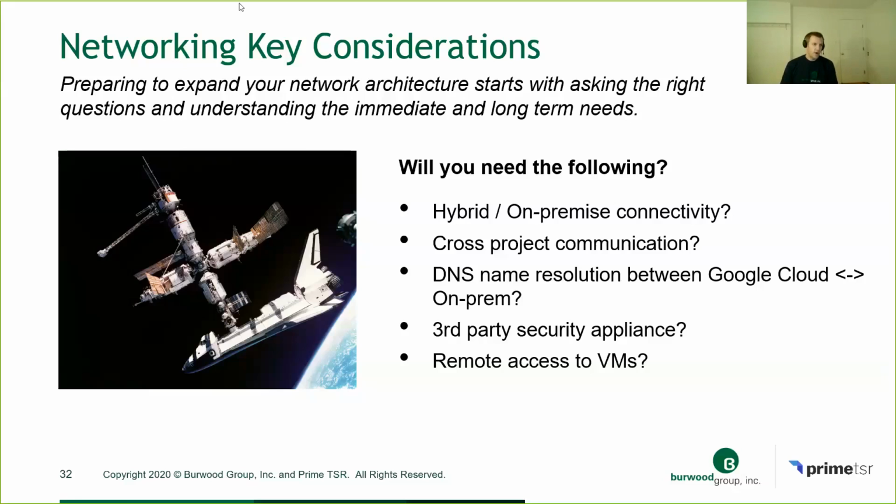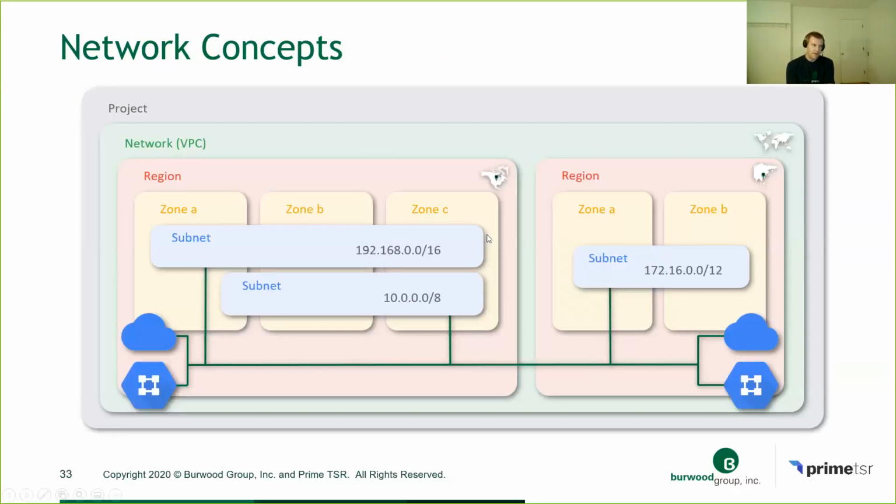So, a quick overview of some of the basic network concepts in GCP, again, because they're a little bit different from other cloud providers. Within a project is where you'd create your network, your VPC. So your VPC lives within one of those projects that we talked about earlier. Within your VPC, you can have one or more regions and zones. Each region has one or more zones, and your subnets live within your VPC, and these can span across different zones, all within that same region.